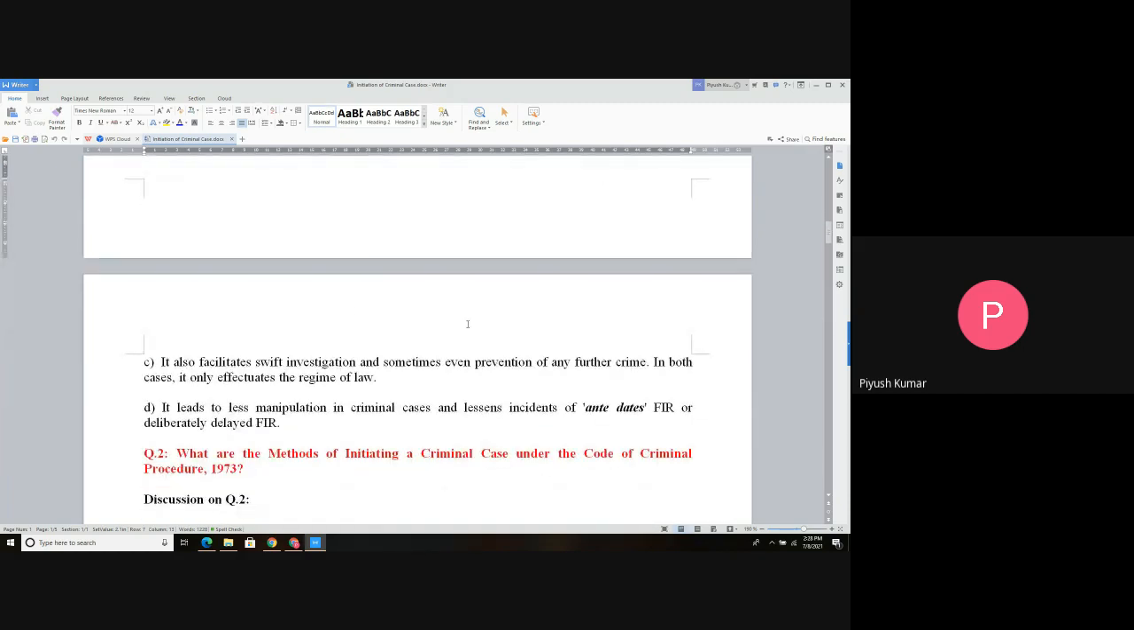It also facilitates swift investigation and sometimes prevention of crime. So that none of us picked up. That one of the benefits because of which crime reporting becomes important is that if you report a crime, then there are high chances that police would be able to prevent further commission of crime. So it's like if you let go of things, saying never mind, if somebody has committed a crime against me, let me be a good man and not take this thing forward, then there are high chances that the same person would end up committing the crime against you once again.